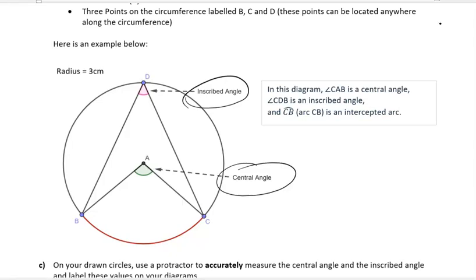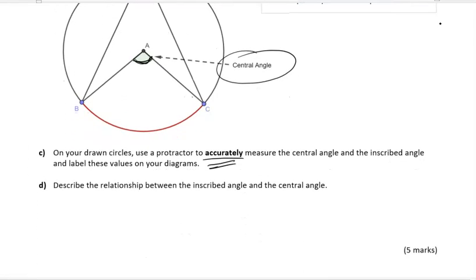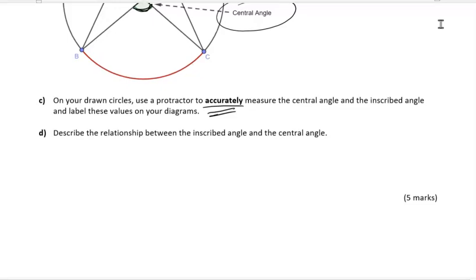And if we use those, okay, great. Then we choose any other point and draw lines there, and we need to measure them. So we need to measure this angle and that angle really, really accurately with our compass. Oh, look, it even says accurately. Then question D is describe the relationship.